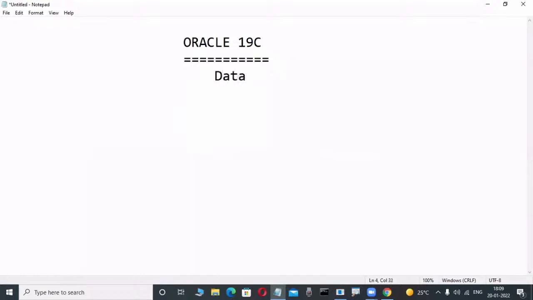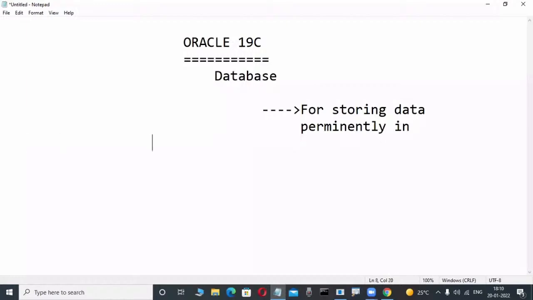Database. Don't write anything, just observe here. But what is the purpose of these database products? Everyone knows. Whenever we install these database products in our system or on the company side, what is the main purpose? For storing data permanently in secondary storage devices. Secondary storage devices means maybe a hard disk.